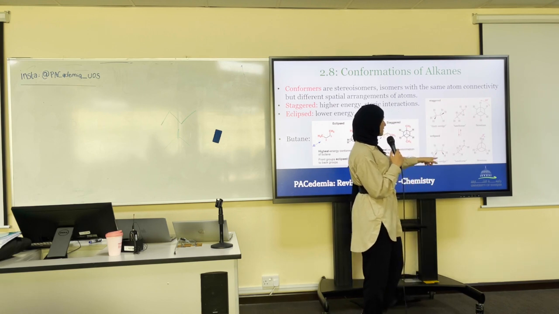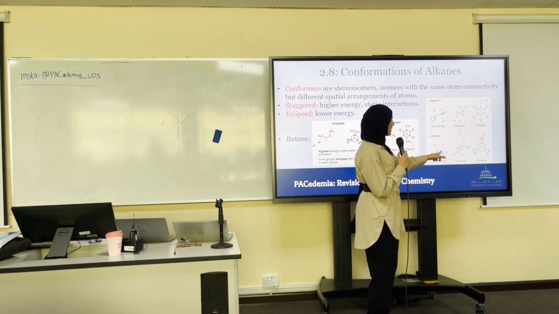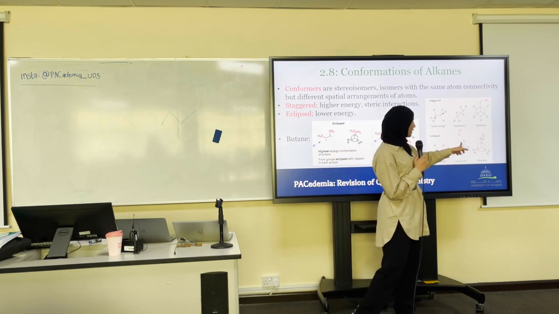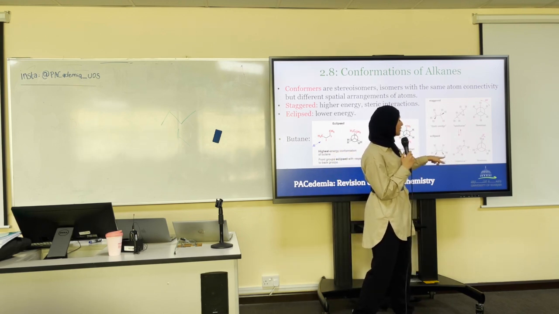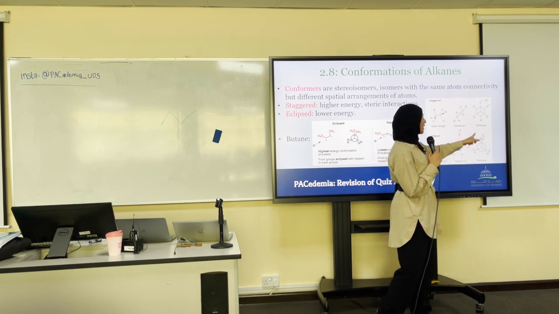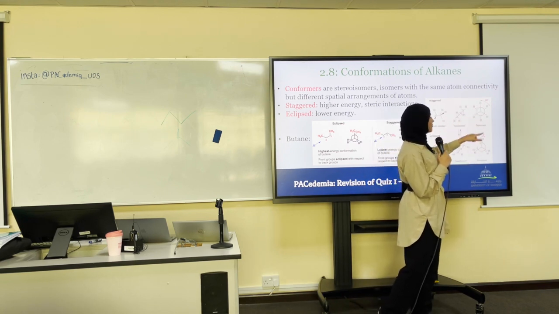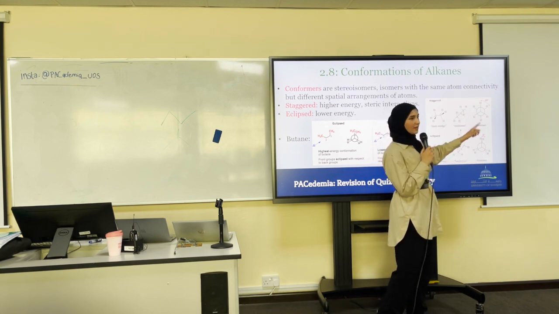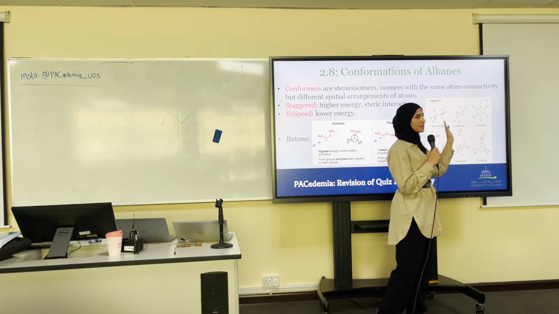And as you can see, this is for the eclipsed. The groups are closer to each other. And here, the same thing, they are aligned. And here also, they are aligned. So how can we go from the staggered to the eclipsed? What is the bond angle that we should turn it? Yeah, 60 degrees.